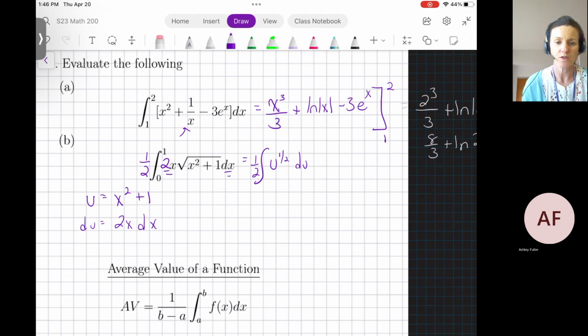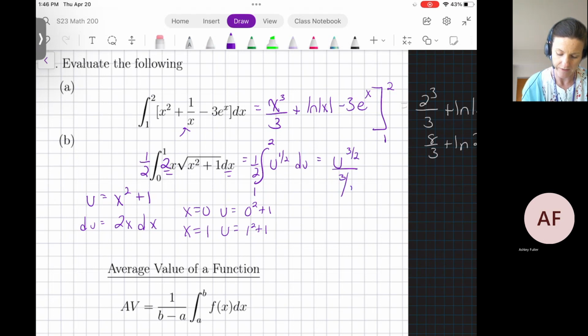We can no longer use 0 to 1 as our upper and lower values on the integral. We have to now calculate those. When x is 0, that means u is going to be 0 squared plus 1, or 1. And when x is 1, that means u is going to be 1 squared plus 1, or 2. We integrate the same way now, and we have u to the 3/2 over 3/2, and we still have that 1/2 out front, which is going to give us u to the 3/2 over 3 from 1 to 2.